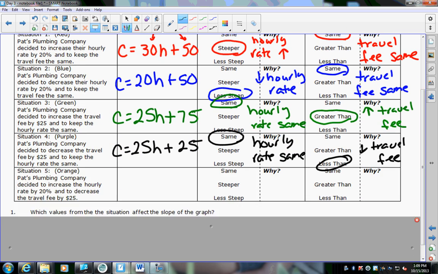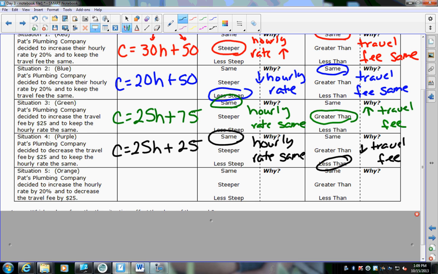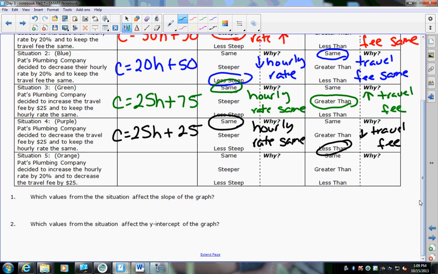Take a minute and try and do this last one and answer these two questions at the bottom.